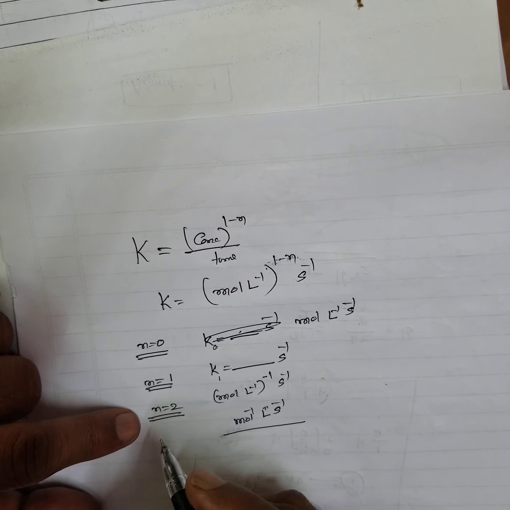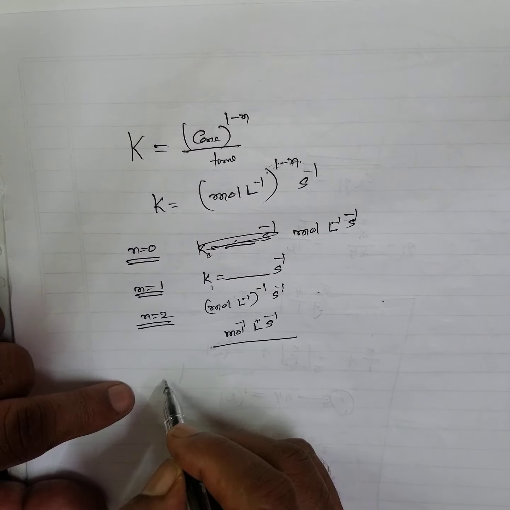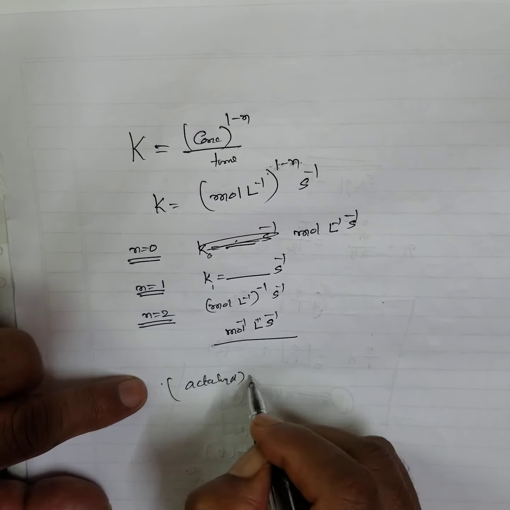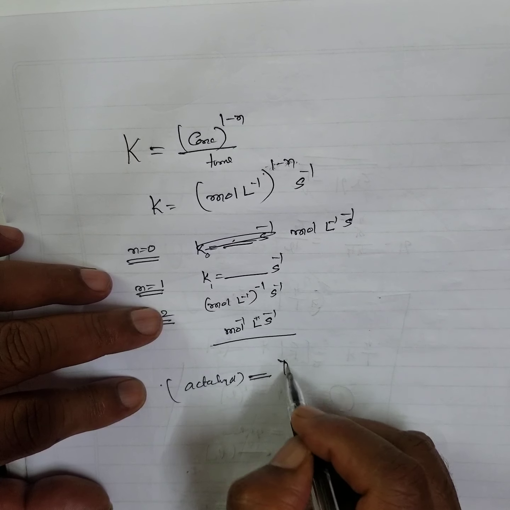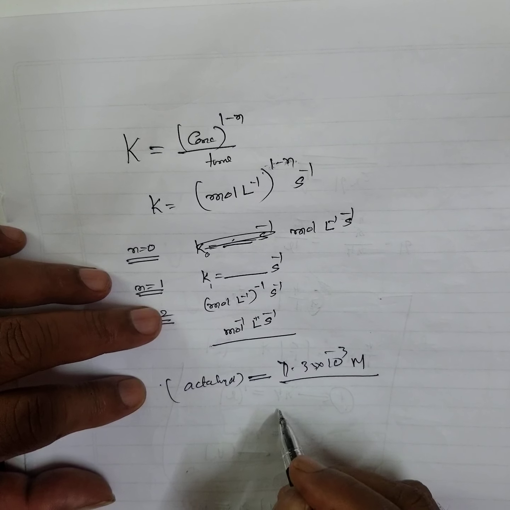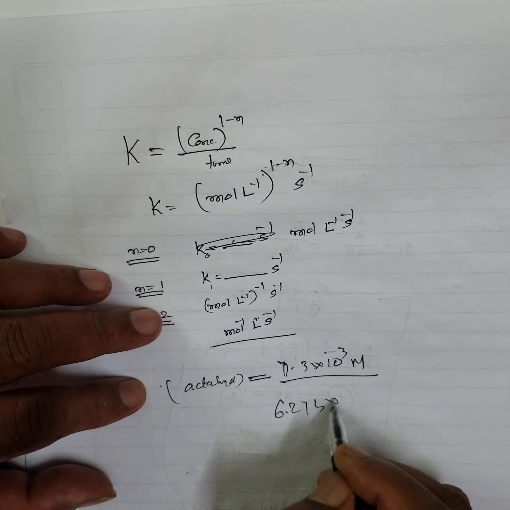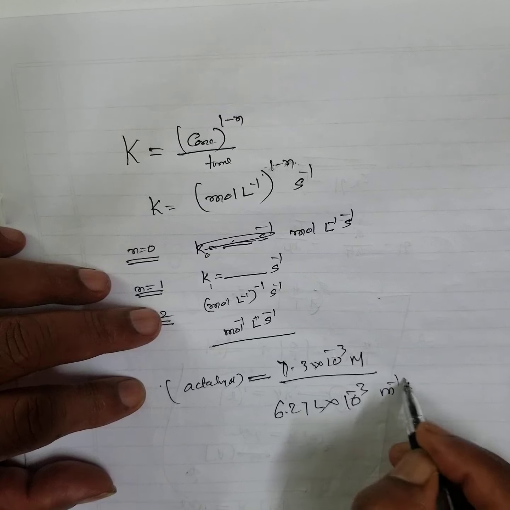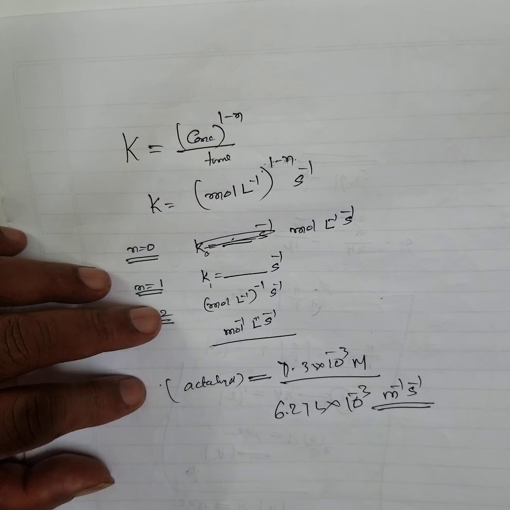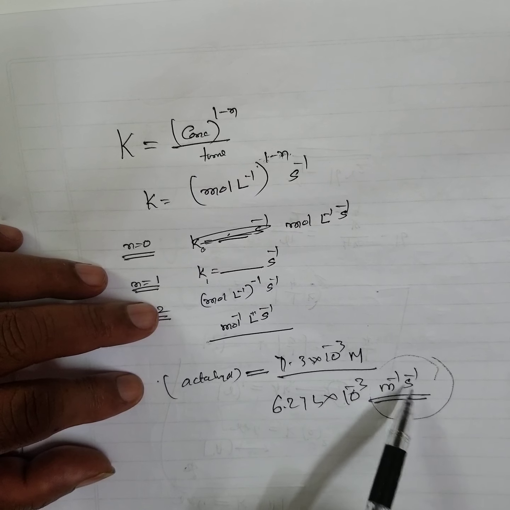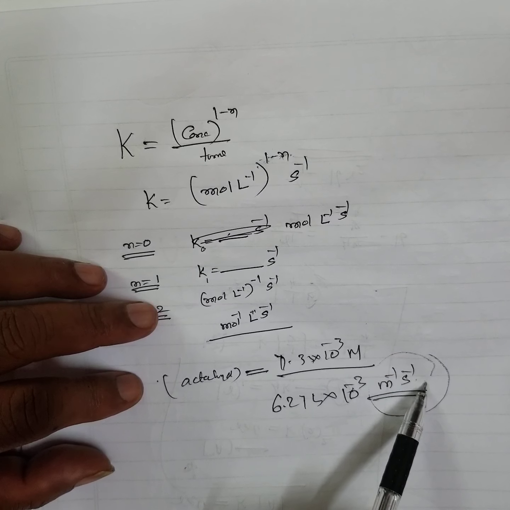Then, what is the rate of the reaction? See, suppose for acetaldehyde they give some constant, 7.35 into 10 to the power of minus 3 molar, and the rate constant is equal to 6.215, something like that, into 10 to the power of minus 3 per mole per second. If they give like this, how will you do this? You have to decide the order from this itself. From the unit of the rate constant, we can predict the order.